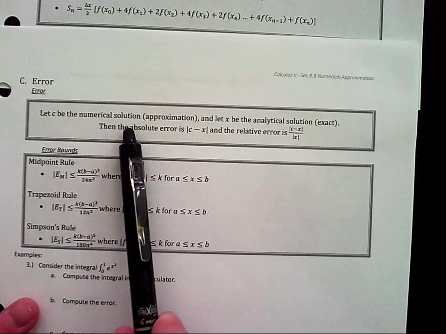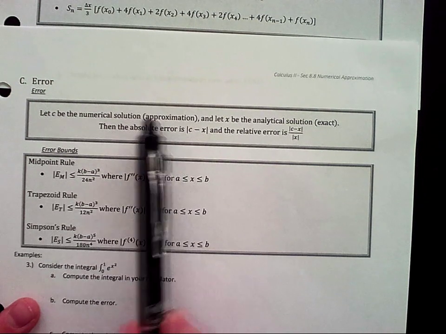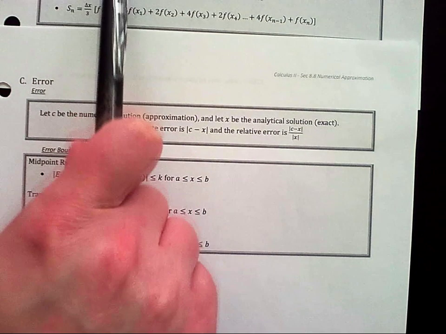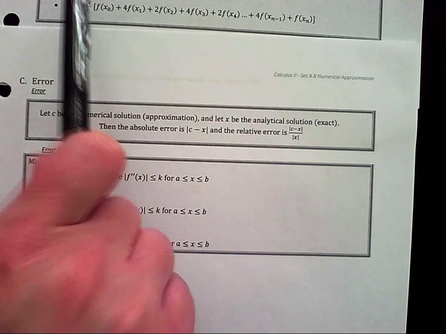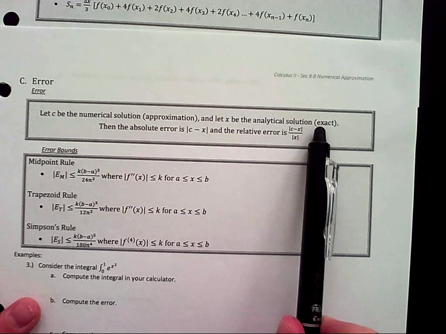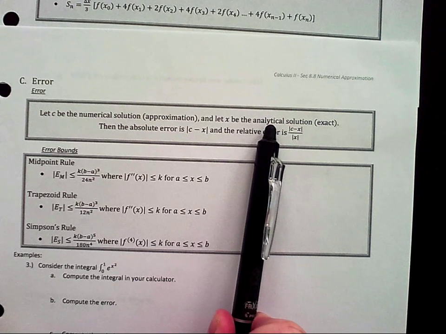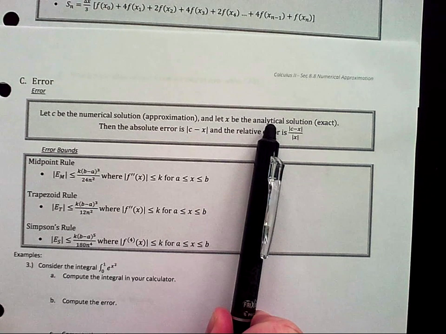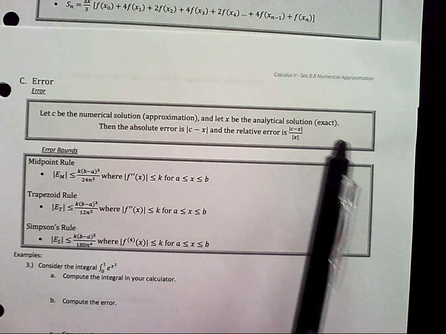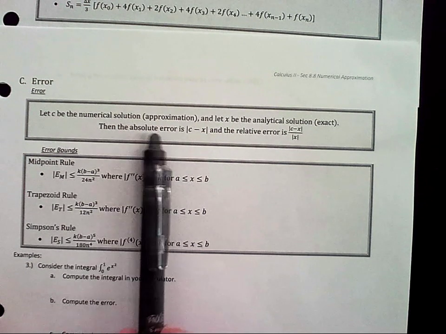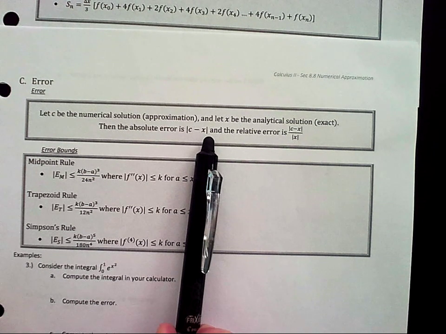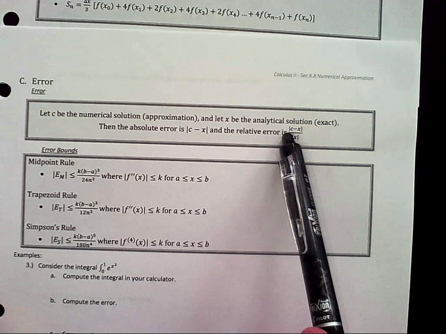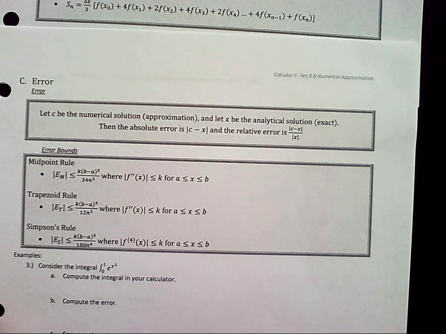So let C be the numerical solution or the approximation. The numerical solution or approximation, these are how we know how to approximate. So we get that numerical approximation from something above. And X be the analytic solution or exact solution. We get the analytic solution or the exact solution by integrating and doing fundamental theorem of calculus. That's the exact solution. Then the absolute error is the absolute value of C minus X. When you talk about error, it's usually positive. And the relative error is the absolute value of C minus X over X.